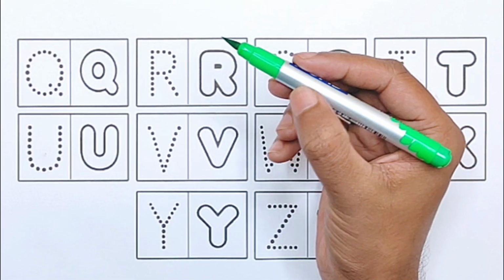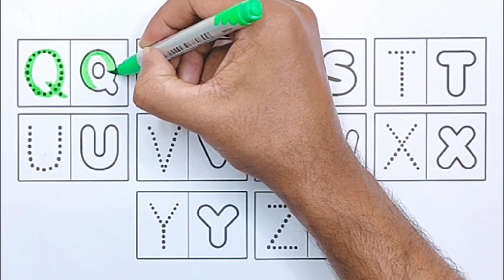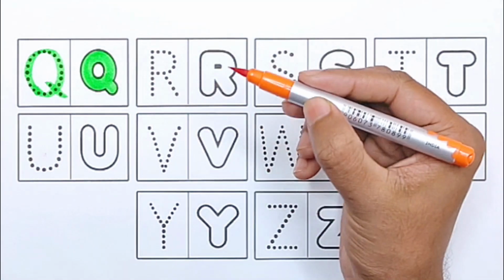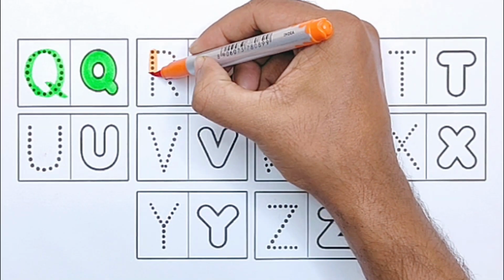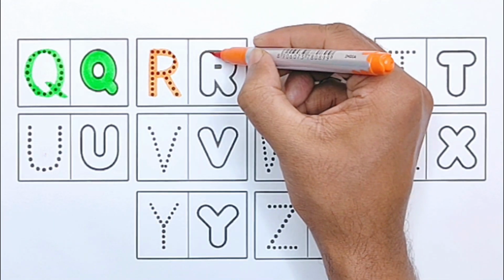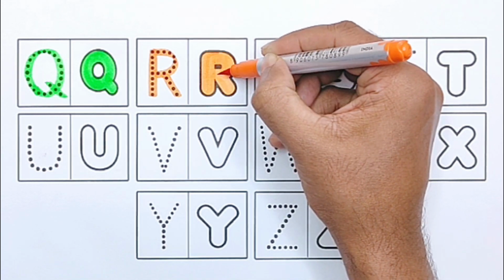Light green color. Q. Q for queen. Q for Quran. Orange color. R. R for rainbow. R for rocket. R for red.